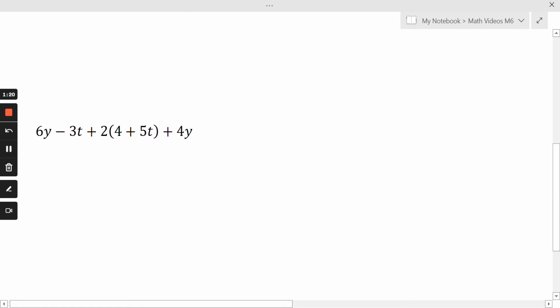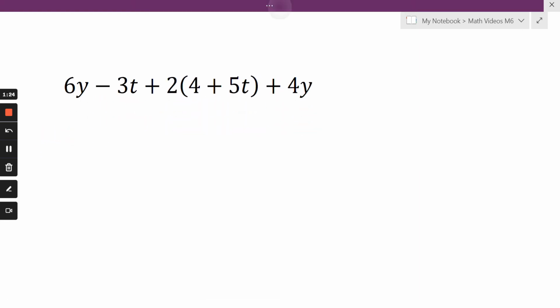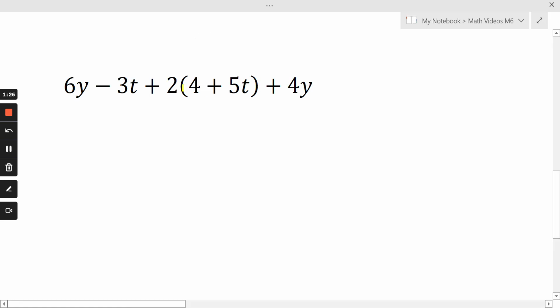In the next problem here, in addition to combining like terms, I also need to apply the distributive property because I have a parentheses and a 2 being multiplied by what's in the parentheses. So I'm going to start by doing that distribution. So 2 times 4 and 2 times 5t. So right now I'm going to rewrite my expression.